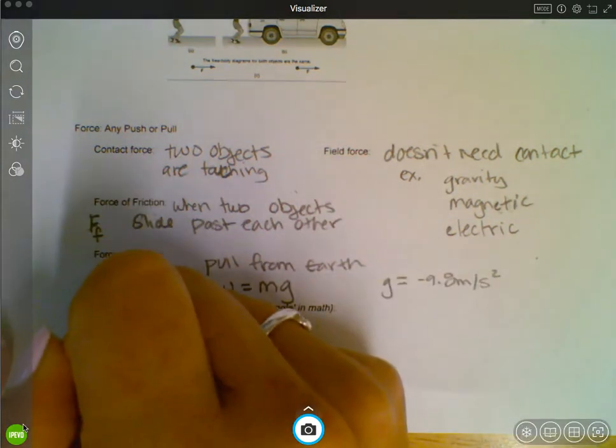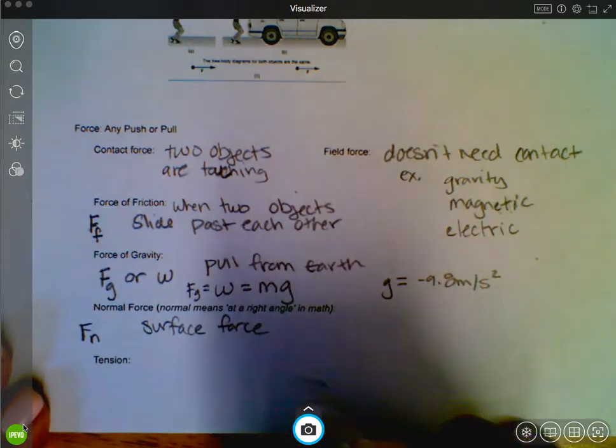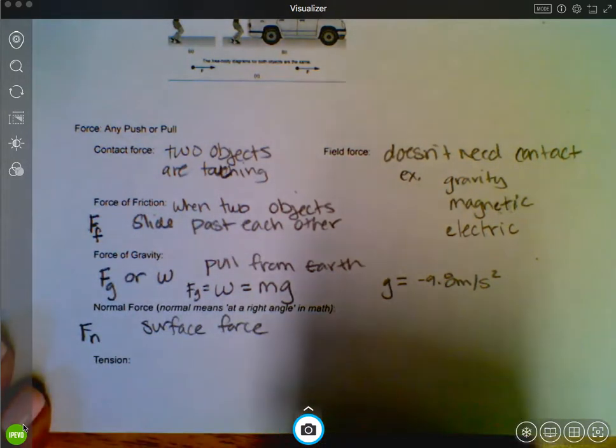We use, I think we use big N, but I'm just going to use Fn for now. Let's just use that instead. Your book might use N, but it gets confusing with newtons. So let's just use Fn.